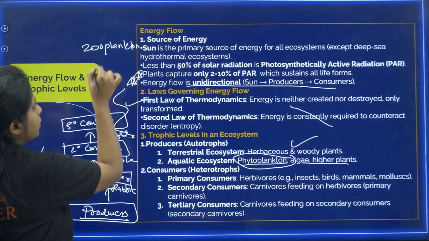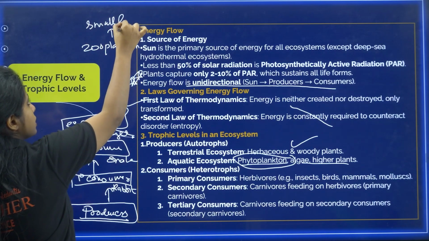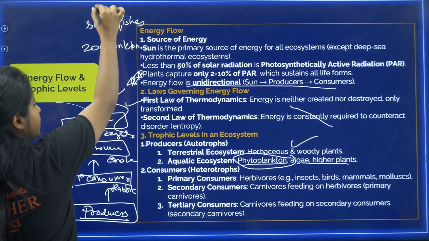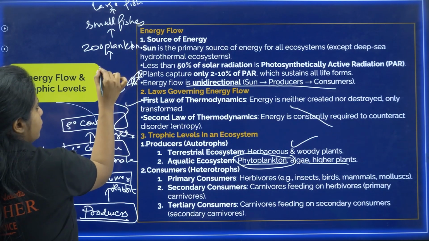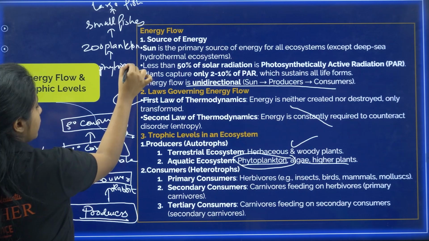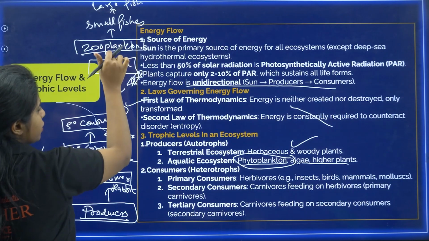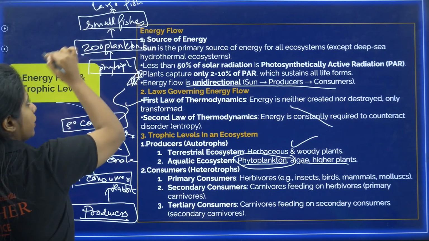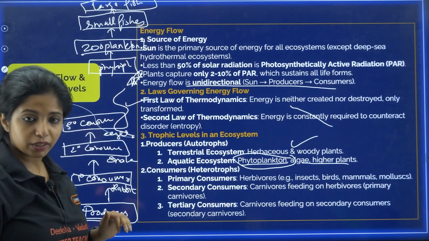So zooplankton feeds on phytoplankton, and zooplankton are eaten by small fishes. Small fishes are eaten by large fishes. And here what do you have? You have phytoplankton, which is a producer. So trophic level 1. Trophic level 2, primary consumer, that is zooplankton. Secondary consumer, that is small fishes. Tertiary consumer, that is large fishes.